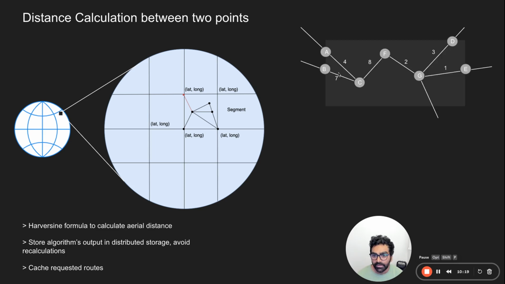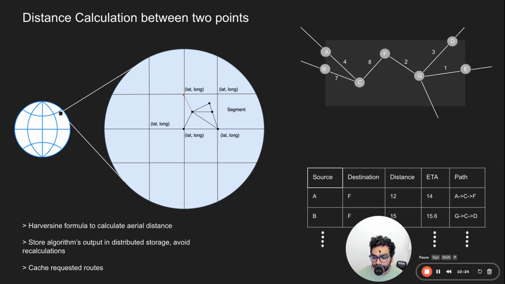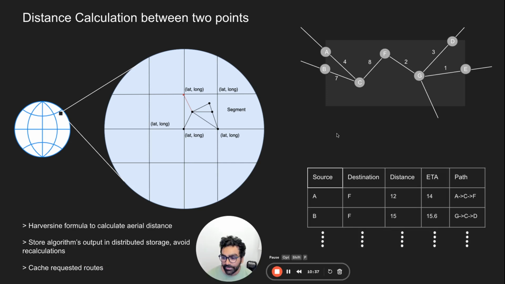Let's say a user has to go from A to F. To find the shortest path, you can use the Dijkstra algorithm. Here we're going to use a shortest path algorithm and assign weights to all these edges. Our algorithm assigns all the weights, and then calculates the distance based on the weights.